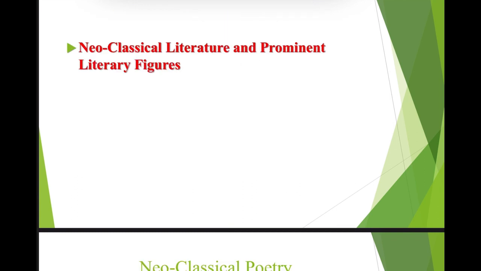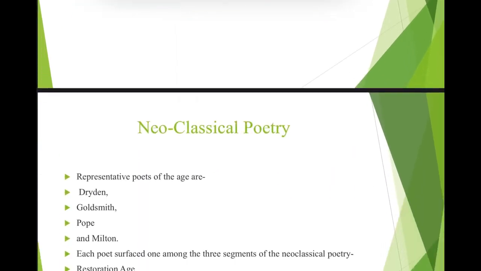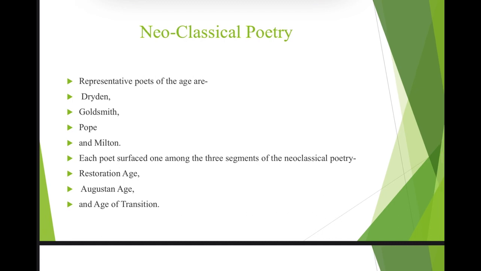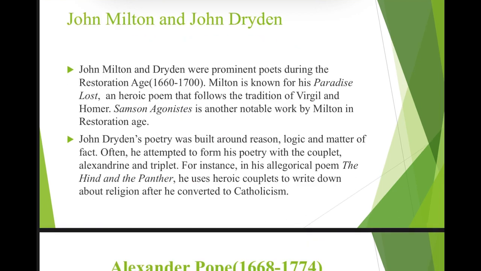There are some prominent literary figures. They need not be explained too much, but at least a passing reference should be given to the writers. When you talk about poetry, we have representative poets like Dryden, Goldsmith, Pope, Milton. Each poet represents one of the three segments of neoclassical poetry: one from the Restoration age, one from the Augustan age, and one from the age of transition. I think you have already studied these poets. You know about John Milton.